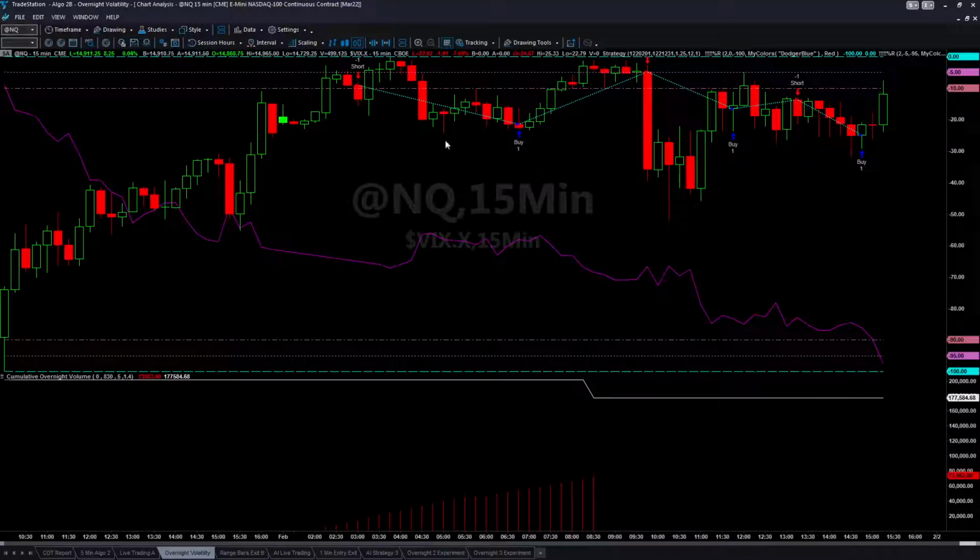Which this overnight strategy that I'm testing right now actually caught perfectly right there. Look at that. Boom. I mean, nailed it. Just amazing.